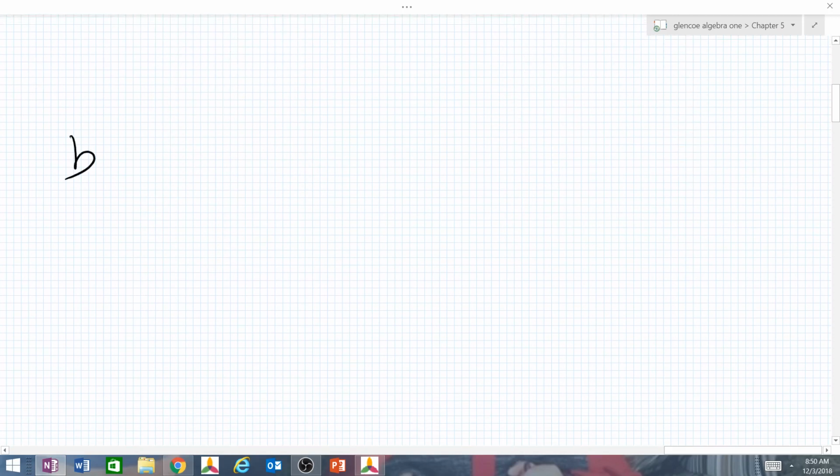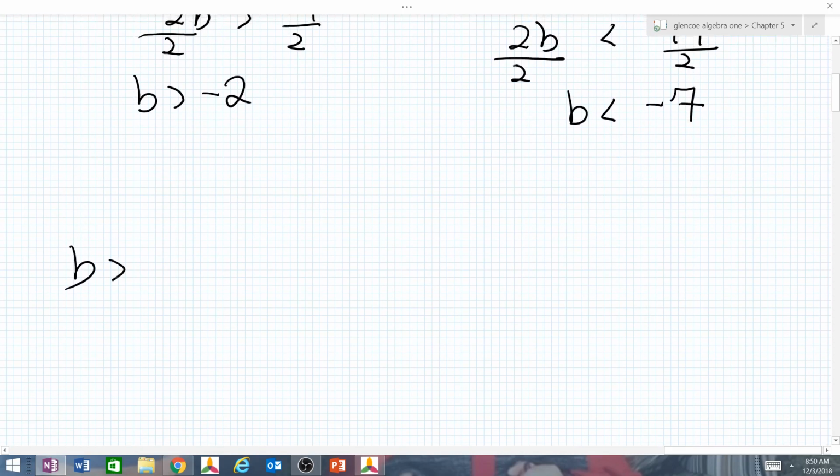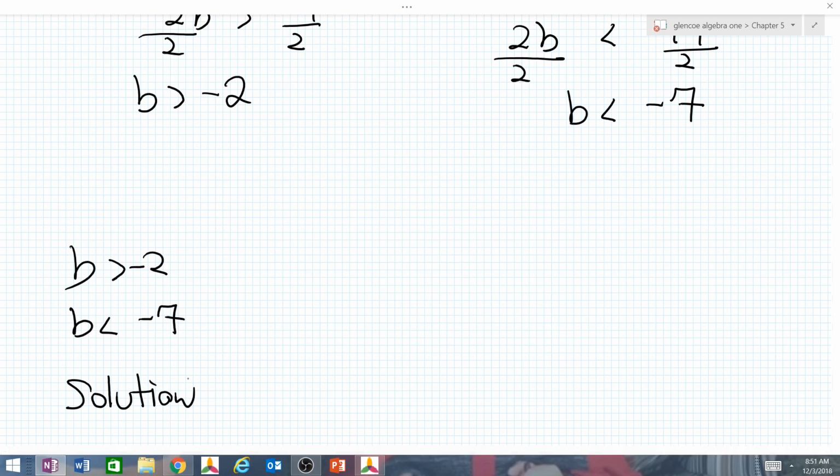So b, sorry, let's keep this down here, is greater than negative 2. b is less than negative 7, and then my solution. So remember, whenever it's an "or", you are going to remember it's a wedding. So graph 1 answer plus graph 2 answer becomes your solution.